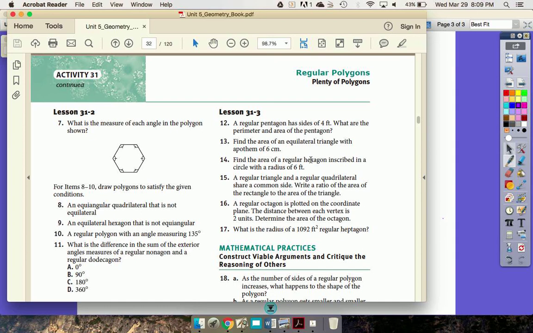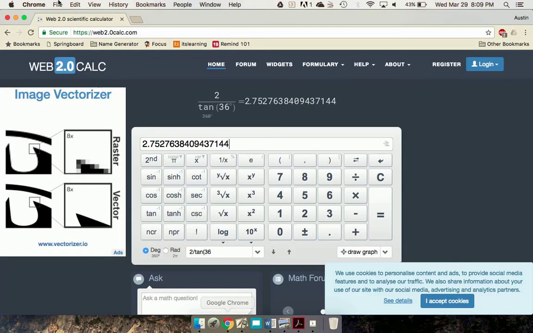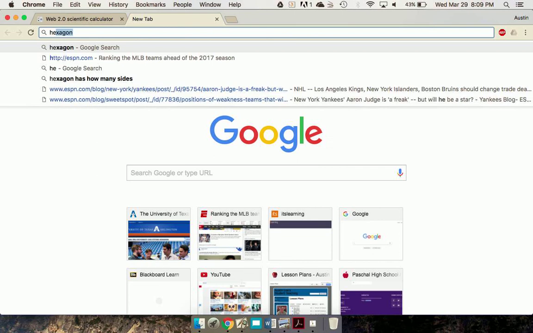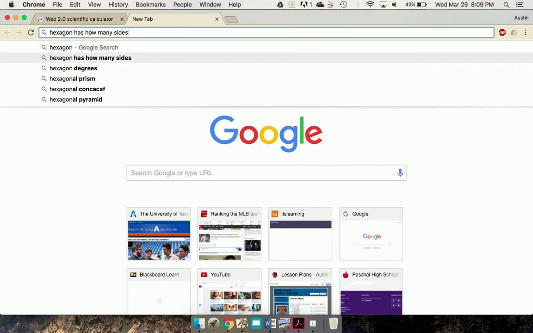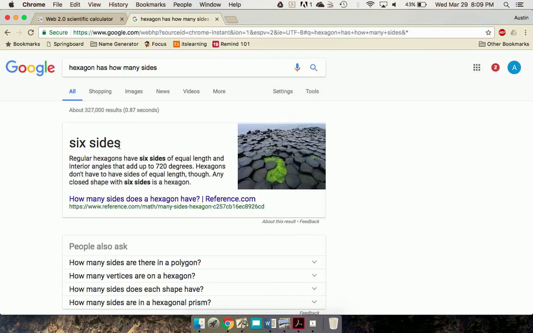So regular hexagon, so I had to think about it for a little bit. And I'm going to double check just for sure because I don't want to write this video wrong, because I get a little confused every once in a while. Hexagon has how many sides? We check and it has 6 sides. So we are good to go.